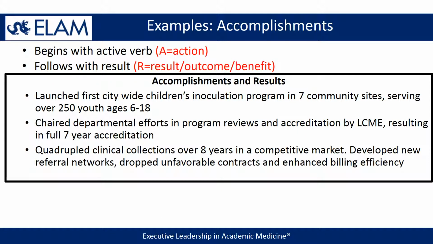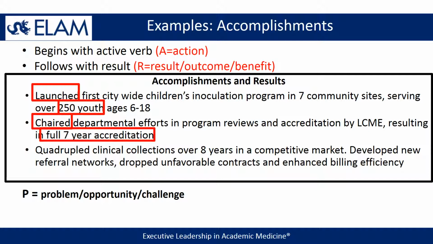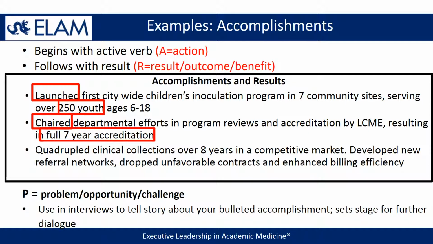Now let's look at an example that starts with the action, the A of the PAR story. In other words, the action utilizing an active verb. In this example, formatted as bullet points, notice the A's, launched, and chaired. It then follows with the R of the PAR story, the result. Notice in this example, serving 250 youth, resulting in full 7-year accreditation. So where is the P, problem, opportunity, challenge of your PAR story? You can use this in interviews to tell your story about bulleted accomplishments and set the stage for further dialogue.